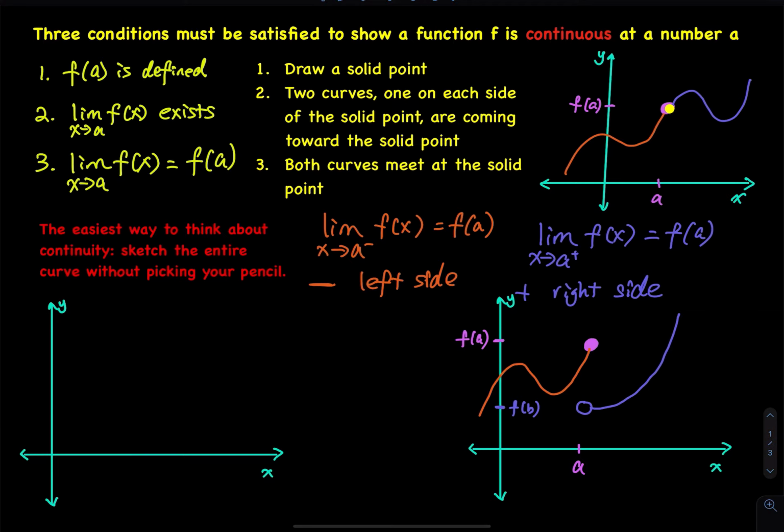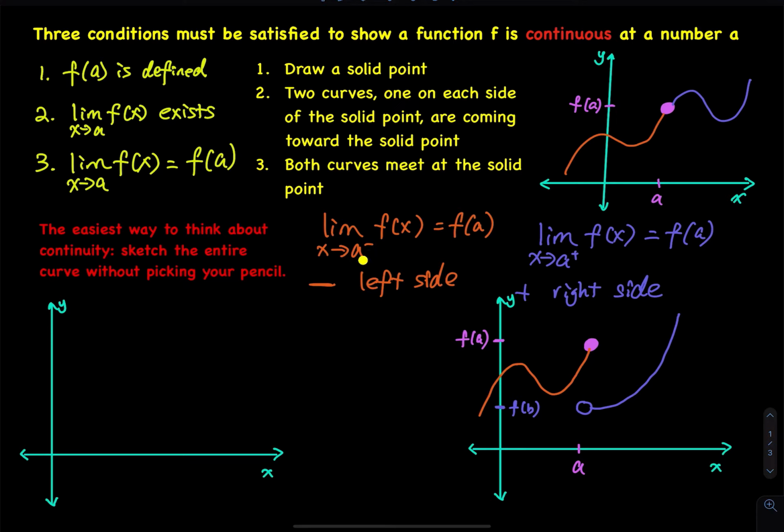So x approaches a from both sides. So as x approaches a from the left, take a look at the orange curve, and then as x approaches a from the right, they are coming toward the solid point. So how do you express x approaches a from the left? Take a look right here. The limit as x approaches a. Do you see that I use a little minus sign? The minus sign means left side, or you can call this the left limit.